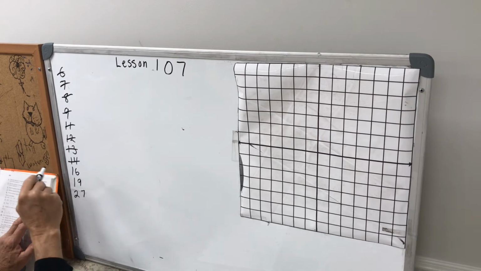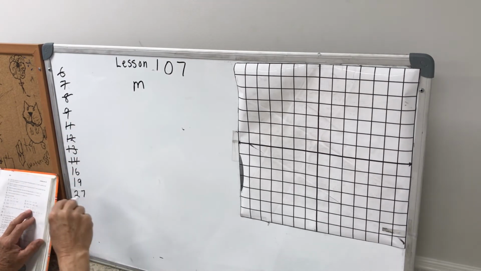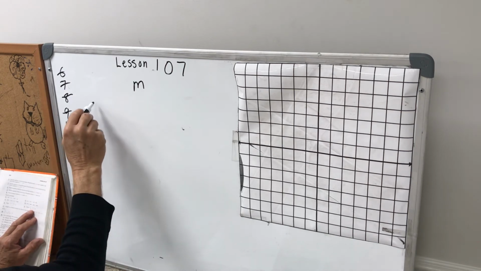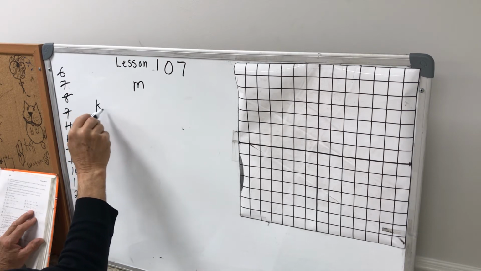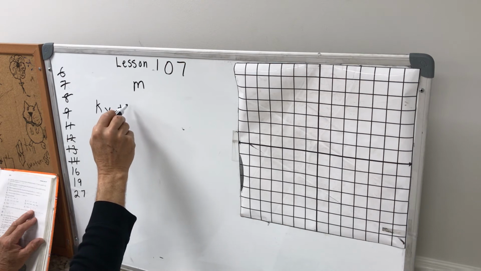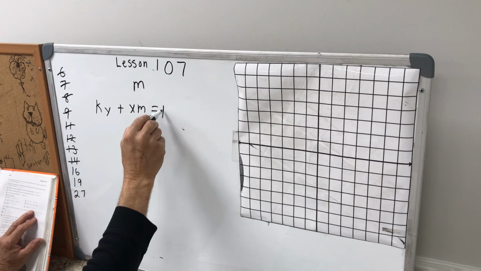Number 16, find m. Put that at the top of your block. That's what we're solving for. And solving with a common denominator is going to be a ky plus xm equals pmy.